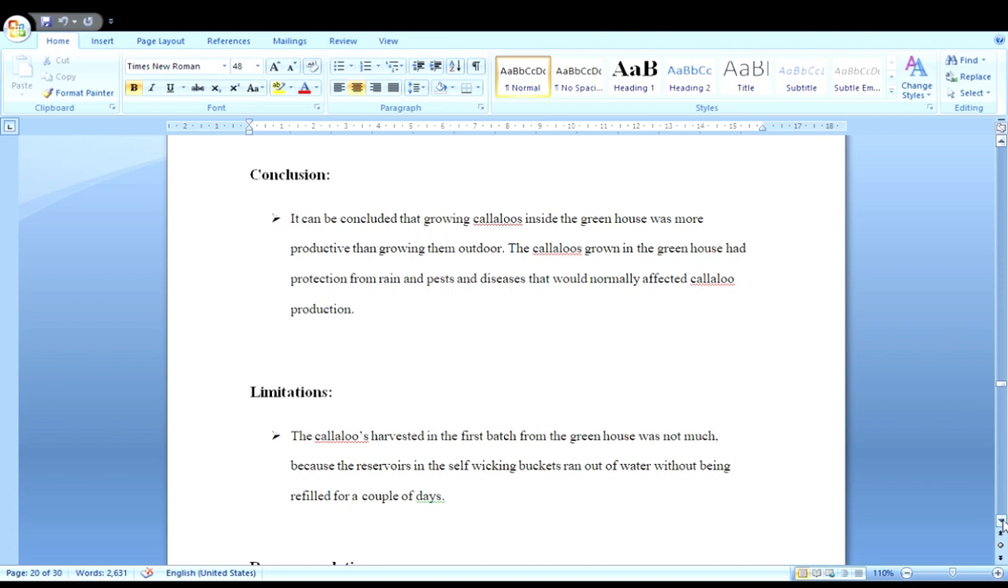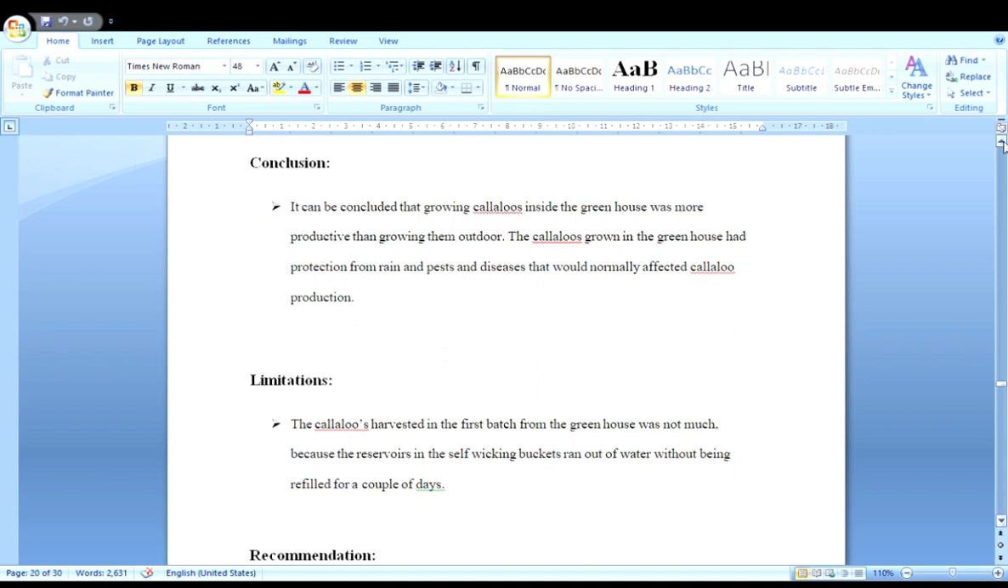It can be concluded that growing callaloos inside the greenhouse was more productive than growing them outdoors. The callaloos grown in the greenhouse have protection from rain, pests and diseases that would normally affect callaloo production. So you try to keep your conclusion as short as possible, and you come to your conclusion based on what you have in your aim, your results, and discussion.